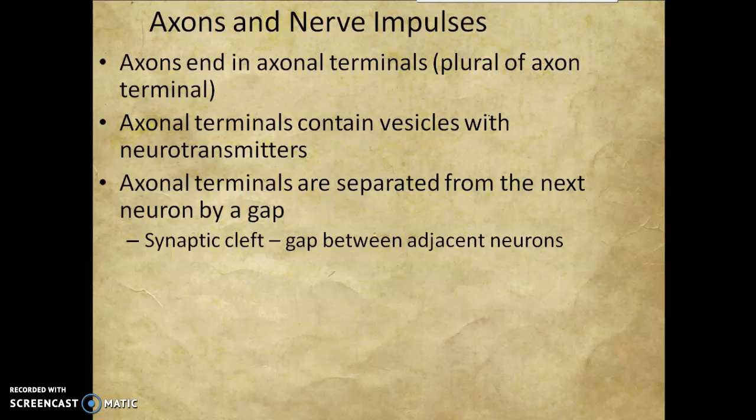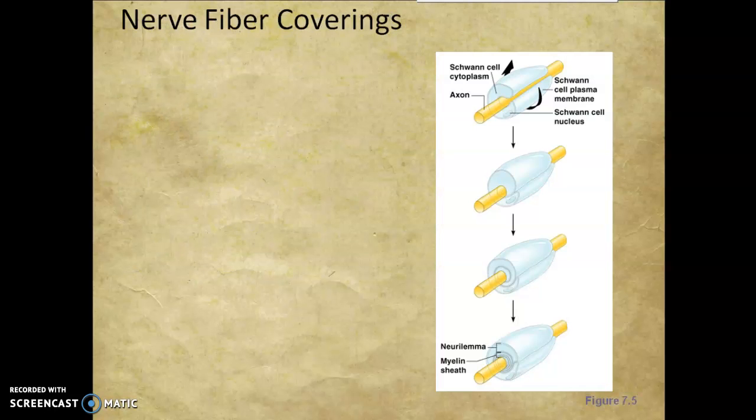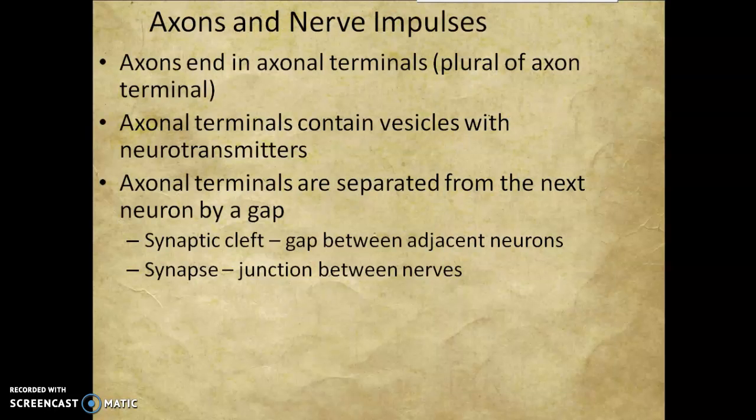So the synaptic cleft, which we've talked about already this year, is the gap between adjacent neurons, or if we're talking about the neuromuscular ones, it would be between the neuron and the muscle. That's where you saw it in your sliding filament theory. Now there's also going to be different synapses, and these are junctions between nerves. So a synapse is where two nerves come together, and that gap between them is called the synaptic cleft. I think I have a picture of that later on this PowerPoint slide.